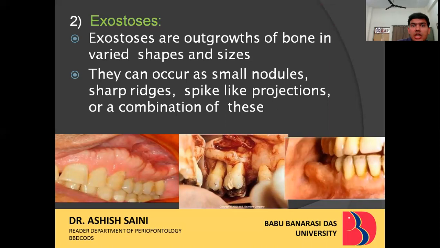Then exostoses are outgrowths of bone in varied shapes and sizes. They can occur as small nodules, sharp ridges, spike-like projections, or a combination of these.